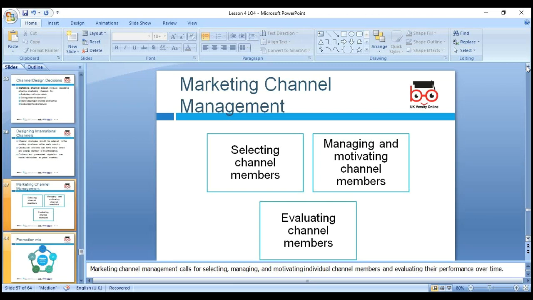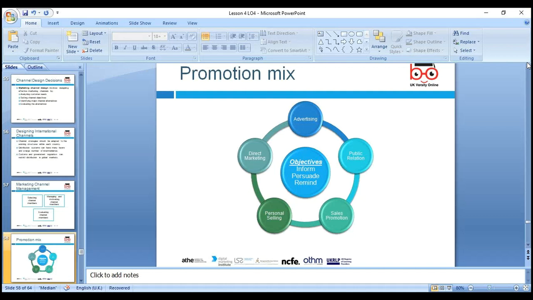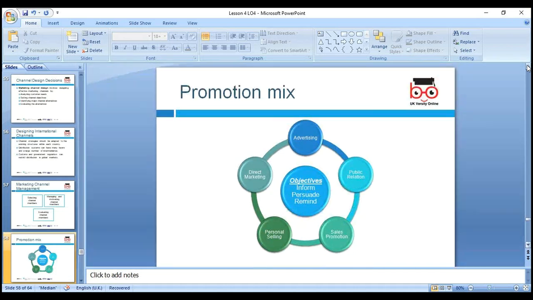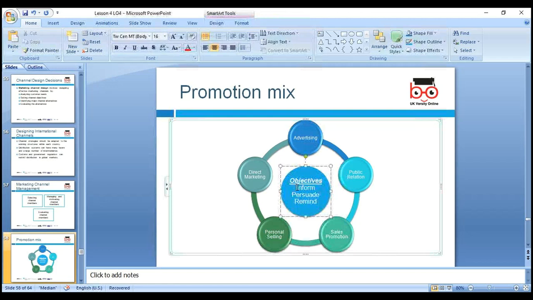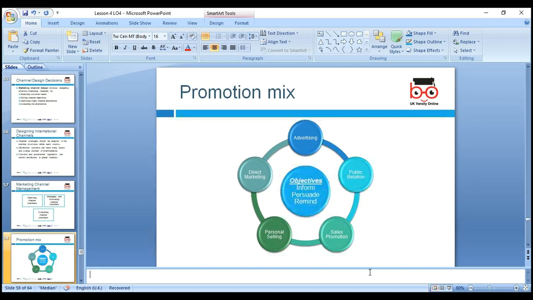Next, we discuss product, price, promotion, place, and now we're looking at promotion. Promotion is how we can promote in a short period of time. There are three main types of promotion. Inform: we are selling the product, so we can remind them that we are still offering the product, so people are aware that we are still in the market.